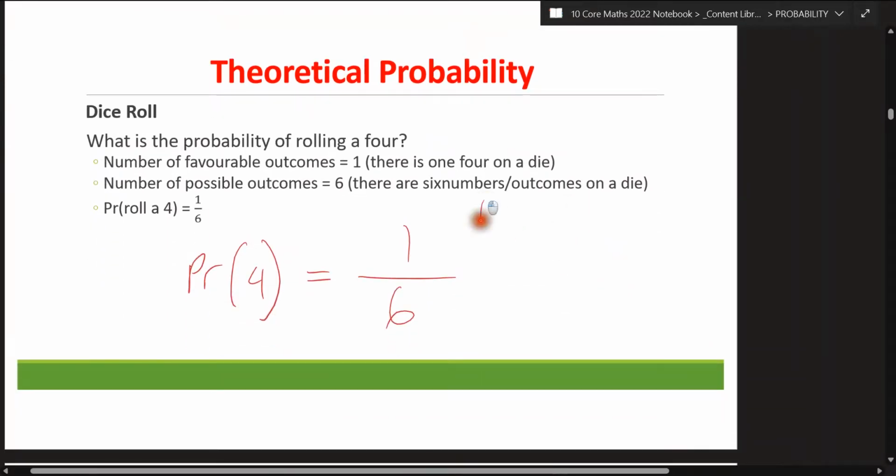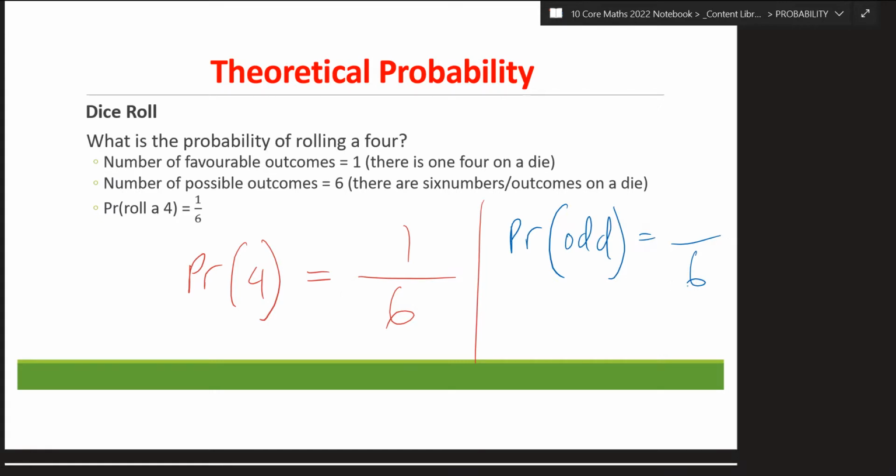Let's try this. What about the PR of an odd number? So if you have 6 numbers on the dice, what's the probability of getting an odd number? 3. That would be 1, 3, and 5. Okay, so 3 out of 6. So that would be a half.